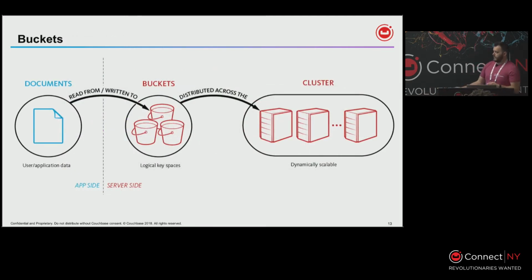So documents, as we talked about, you expect these to be JSON. They can be, again, any data type. Documents are written into what we call a bucket. All right? A bucket is just a logical namespace for where we store documents. Okay? And these buckets are distributed evenly throughout your cluster.